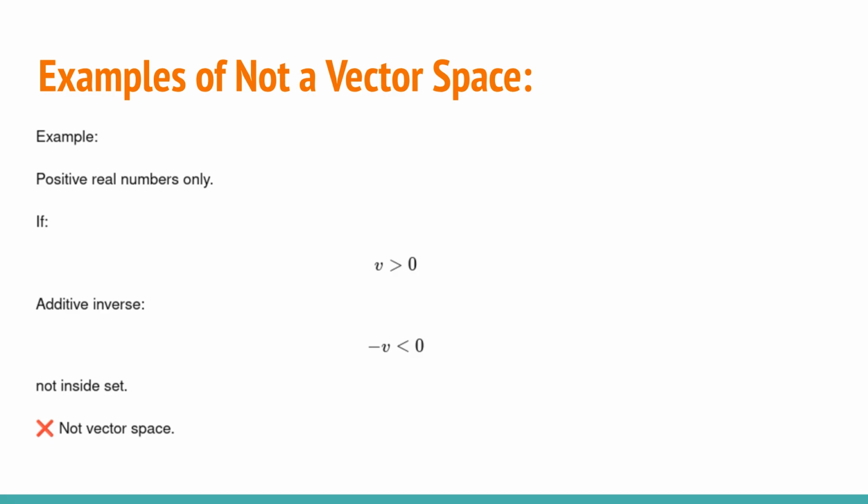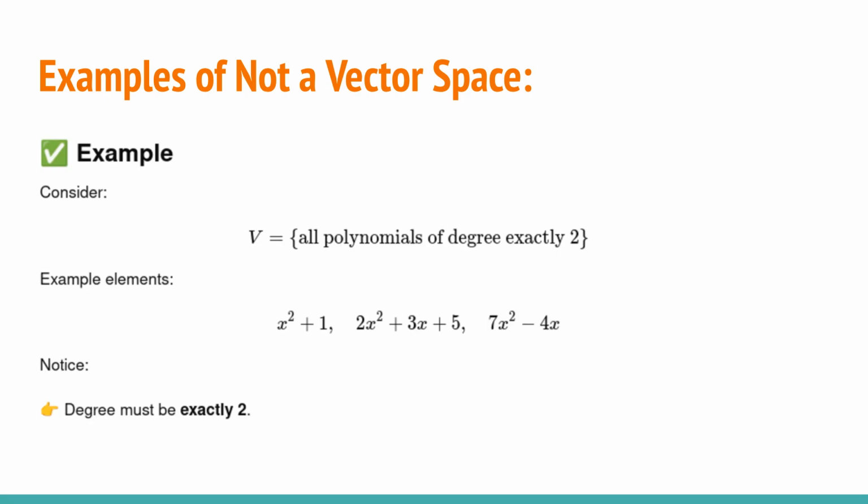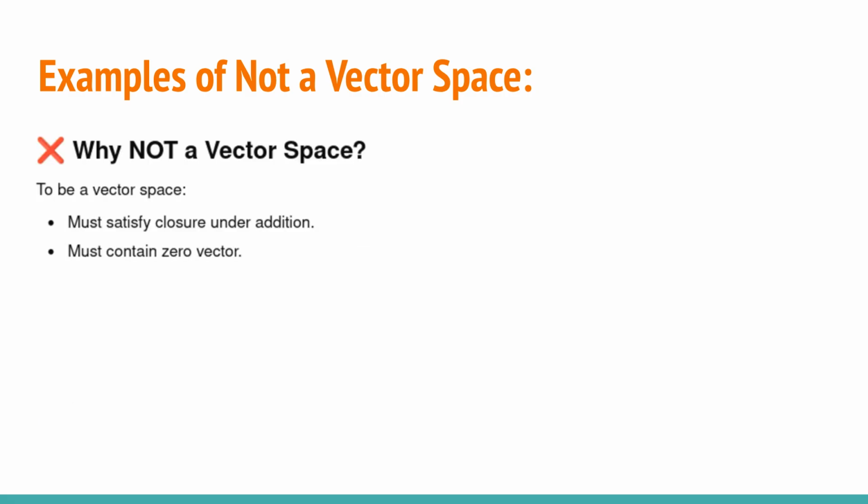Now, an example of what is not a vector space: the set of positive real numbers only. Since V must be greater than 0, the additive inverse, negative V, is less than 0 and not in the set. Consider the set of all polynomials of degree exactly 2. Example elements are shown, where the degree must be exactly 2. This set is not a vector space. To be a vector space, it must satisfy closure under addition and must contain the zero vector.